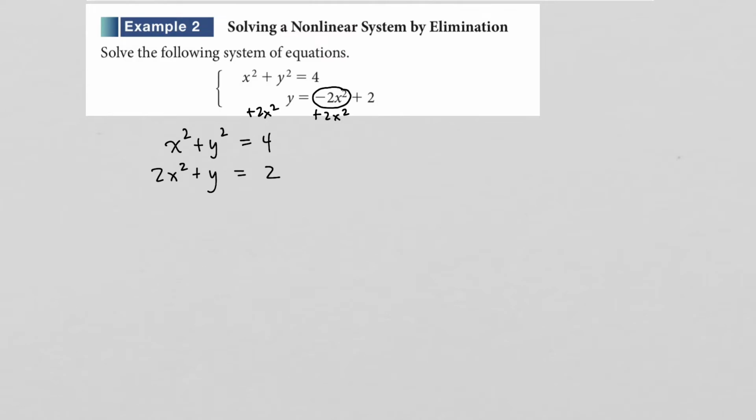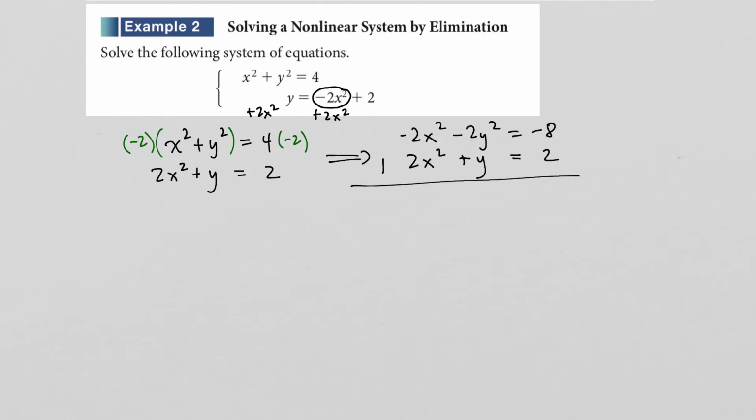Now from there, if I want to eliminate a variable, notice that we cannot eliminate the y because this is a y squared and this is just a y. But we can eliminate the x's because both of these are x squared. In other words, they are like terms. But to eliminate these by adding these two equations together, I need to have negative 2x squared here. So I'm going to multiply both sides of this first equation by negative 2. And when we do that, we get this system.